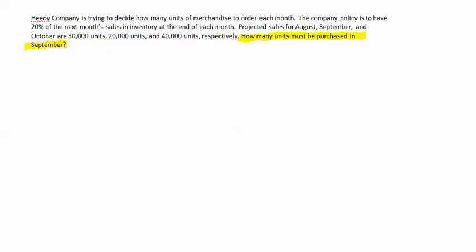This question asks us how many units must be purchased in September. So we're going to wrap our mind around it and say, okay, we're looking at just what units we need to purchase in September. They're going to give us some other months.